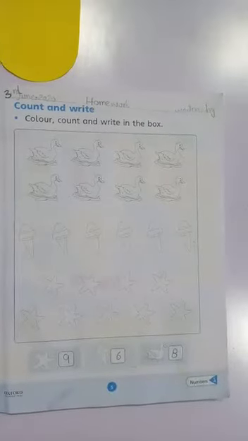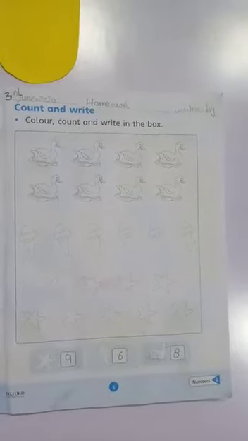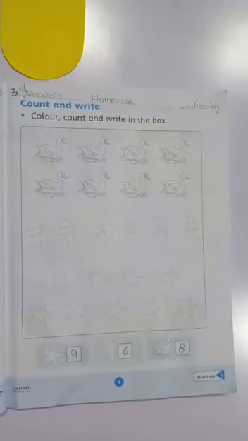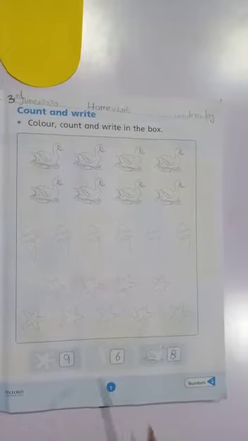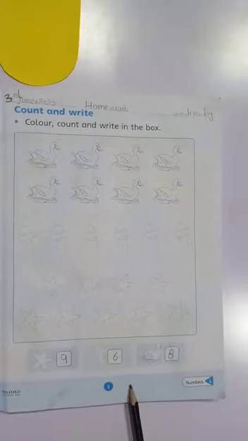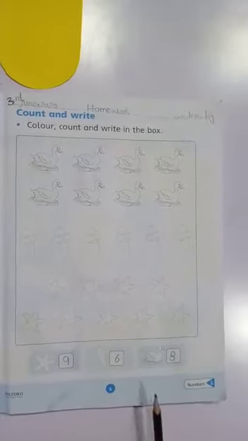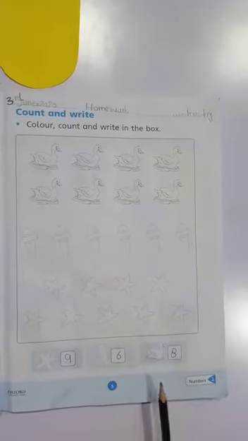Dear kids, I hope you will understand the concept of zero. Your homework task is page number 5. You will count and write in the box and after that you will color it.